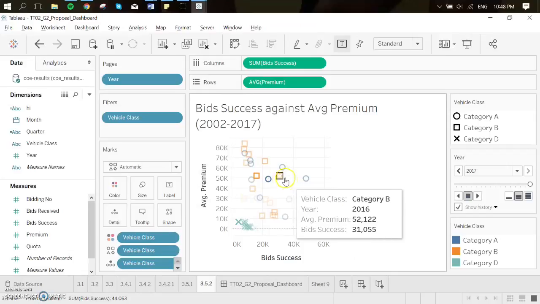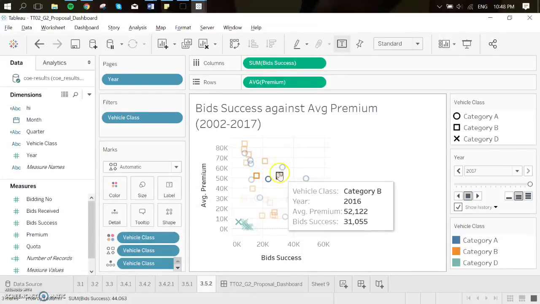And from here, you can see that there are two outliers for category B, one in 2015 and one in 2016. It is believed that the reason for this drastic drop in COE premiums was due to the big car buyers, where many cars were purchased at once.